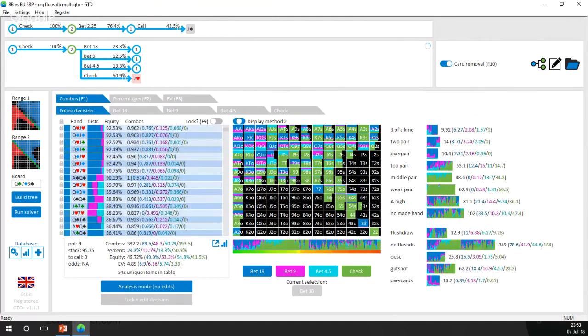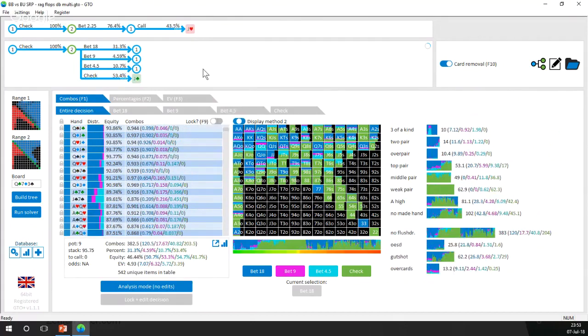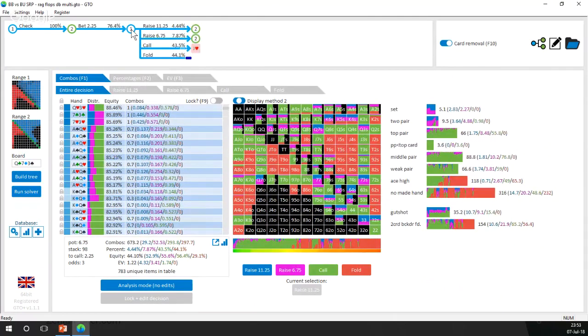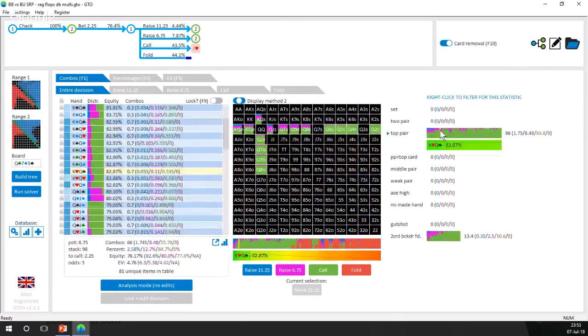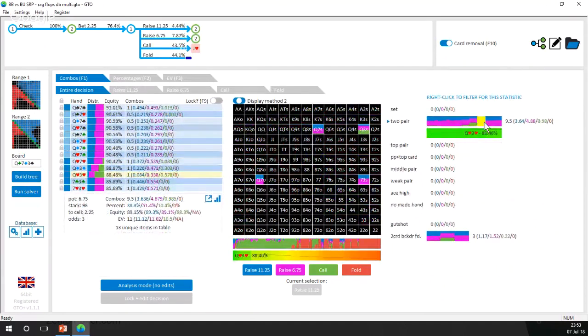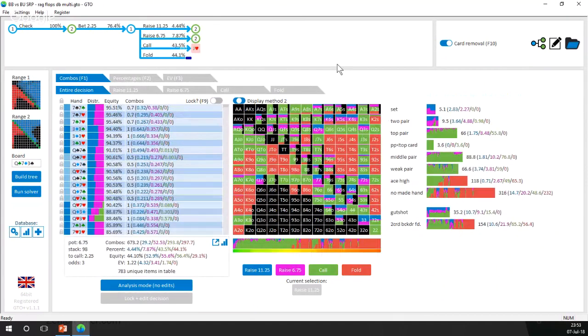Did someone else have a question? I heard someone speak up there. Yeah, Tom, I just had a question on the big blind. He's raising his strong hands on the flop. Is he raising all of them or most of them or some of them? Like the sets of sevens and threes and queen seven? Yeah, most of them. So all the sets are being raised. Right, and most of the two pairs.